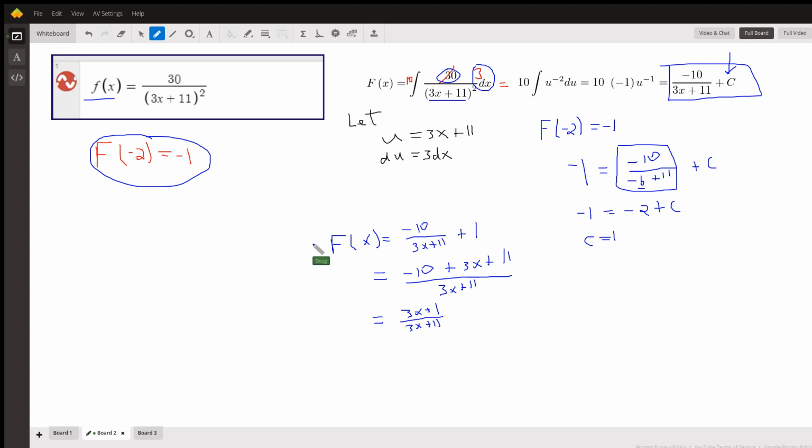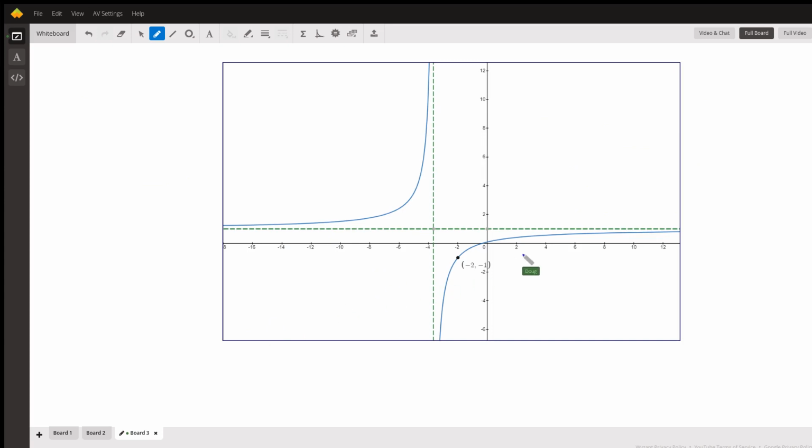So there's what big F of x looks like. There's no reason to change the way it looks, but you can if you want to. You could rewrite this as one fraction by saying 1 is 3x plus 11 over 3x plus 11, and combine the similar terms in the numerator, and you get 3x plus 1 over 3x plus 11. Okay, so there's your antiderivative that passes through (-2, -1).